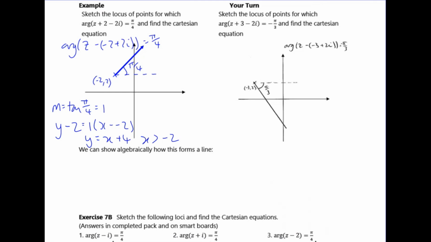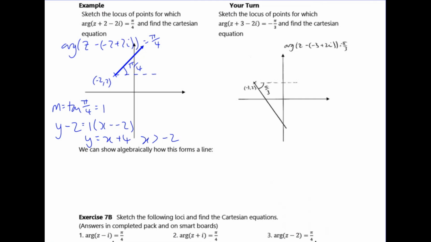So this one needs rewriting as arg of z minus (3 plus 2i). That's where the original point is. Angles are measured from the positive horizontal, so draw the dotted line in. This time it's minus pi over 3, so it'll be below that line there. Pi over 3 is 60 degrees.